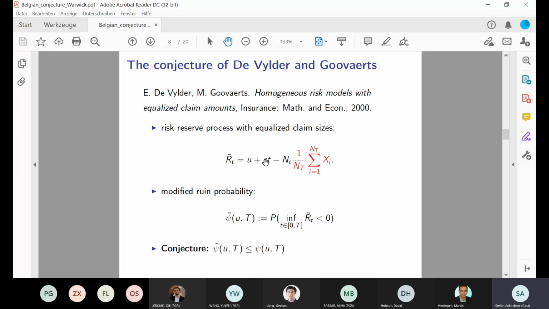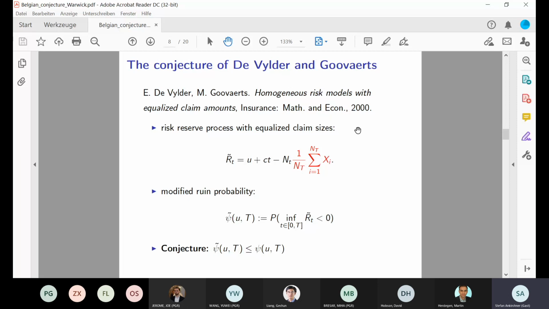Okay, so what will be my focus today? Today I want to speak about a conjecture that has been raised by De Vylder and Goovaerts. It's a conjecture that has been raised in a paper from 2000. So here in the first two lines, you can see the precise reference.